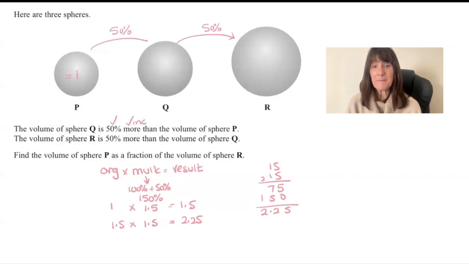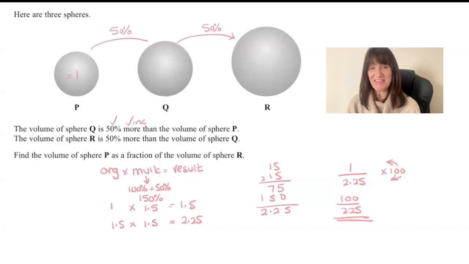We're being asked to put P as a fraction of the volume of R. So that's 1 over 2.25. I can't have that decimal in my fraction, so I'm going to multiply through by 100, which will give me 100 over 225. And that is the answer. We're not being asked to simplify it, but you can. And if you did, you would have ended up with 4/9 as a final answer. And both would get you full marks.